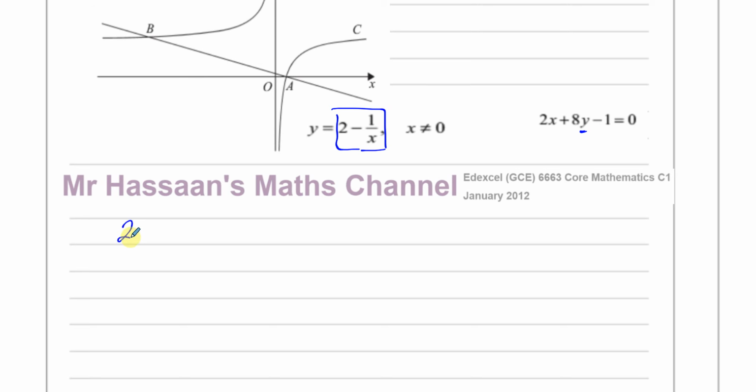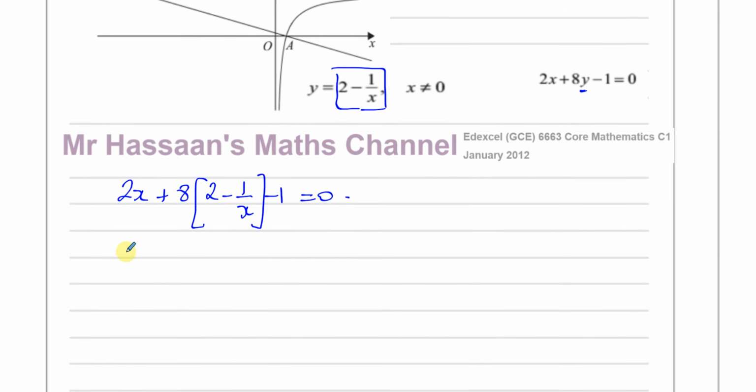So I have 2x plus 8, and instead of y, I'm going to put 2 minus 1 over x, and then I've got minus 1 equals 0. So 2x plus 8y minus 1 equals 0. And now we have everything in terms of x, and I can solve this for x. So first of all, let me just simplify a bit. 2x plus 16 minus 8 over x minus 1 equals 0. So I'll have 2x, 16 minus 1 is plus 15, minus 8 over x equals 0.